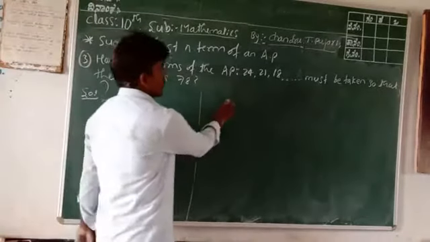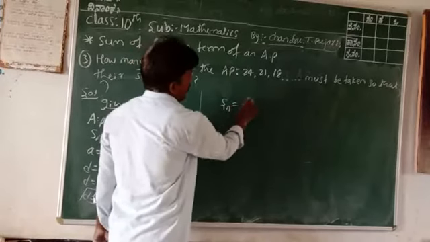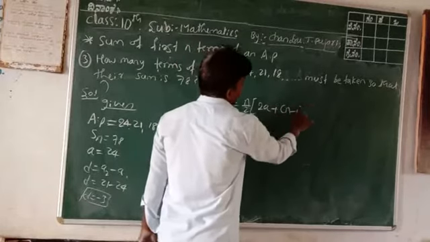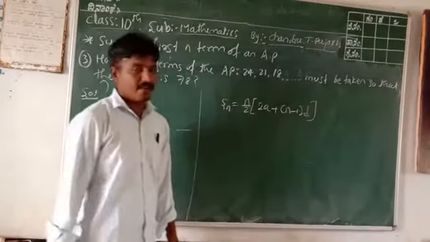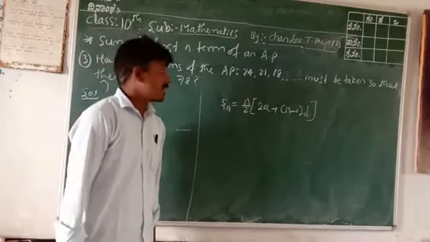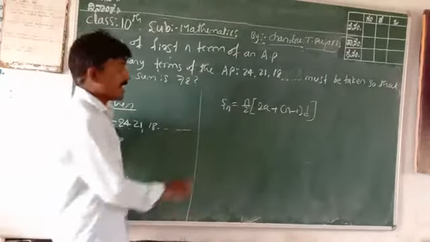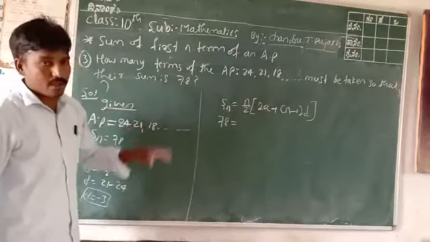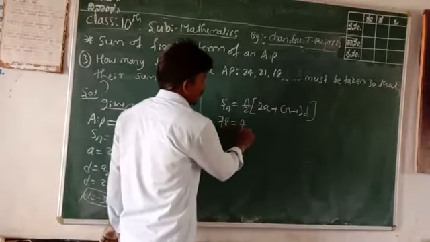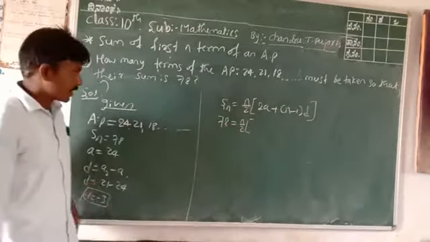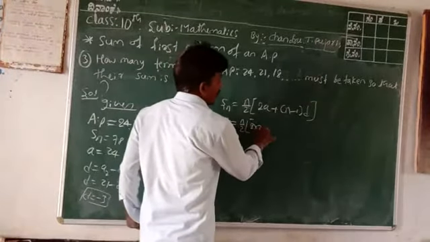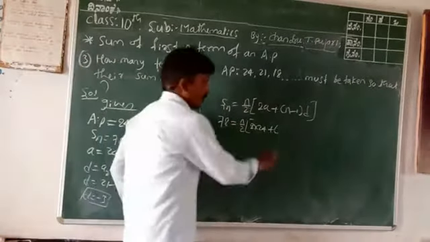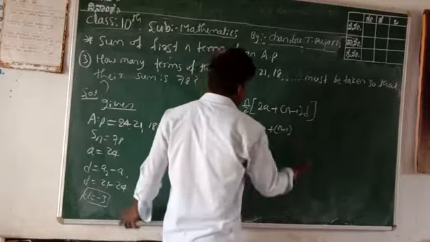The formula is Sn is equal to n by 2 into bracket of 2a plus n minus 1 into d. This is your standard formula. You can apply the given values. Sn is 78. n we don't know. a is given, a is 24, so 2 into 24 plus n minus 1 into d, where d is minus 3.